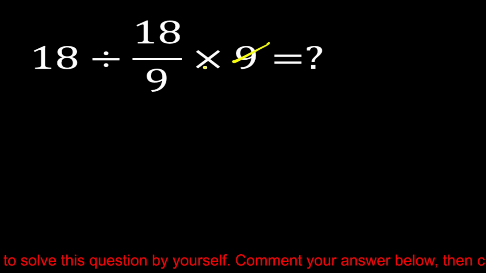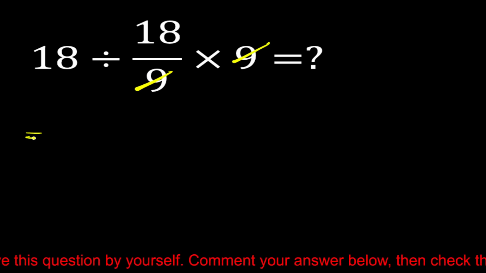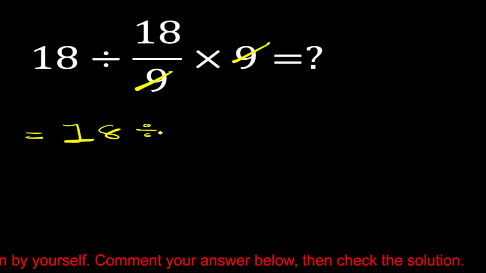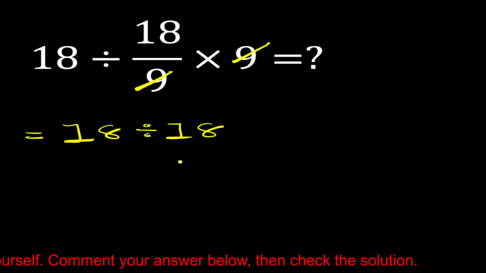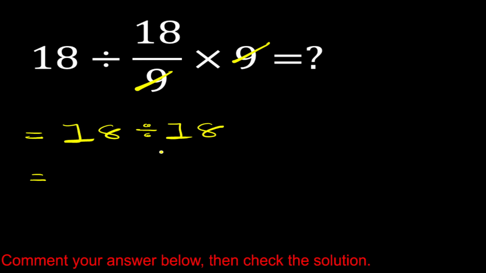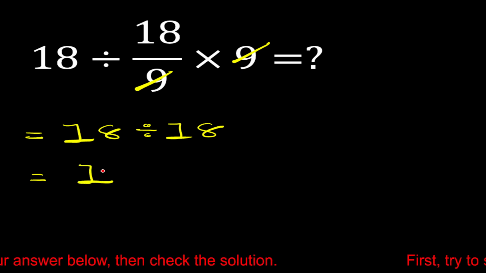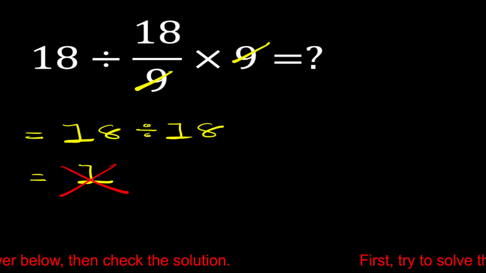So 9 divided by 9 is equal to 18 divided by 18. Now 18 divided by 18 is equal to 1. But this answer is not correct. This answer is completely wrong.